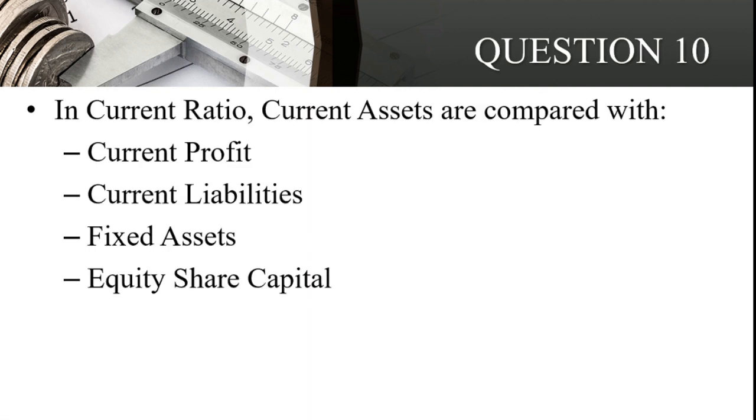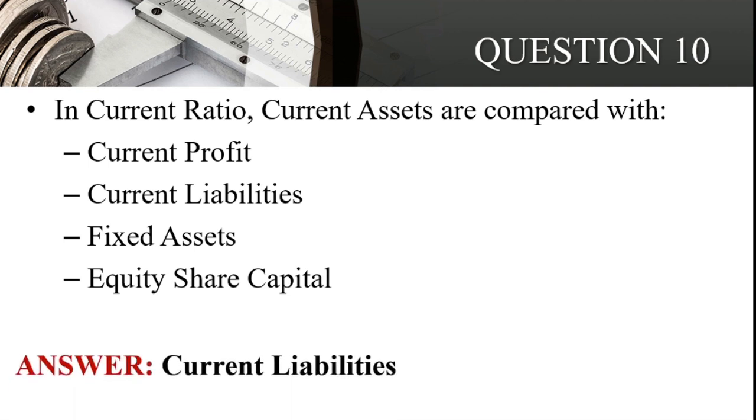10th question: in current ratio, current assets are compared with? Options: current profit, current liabilities, fixed asset, equity share capital. And the answer is current liabilities.